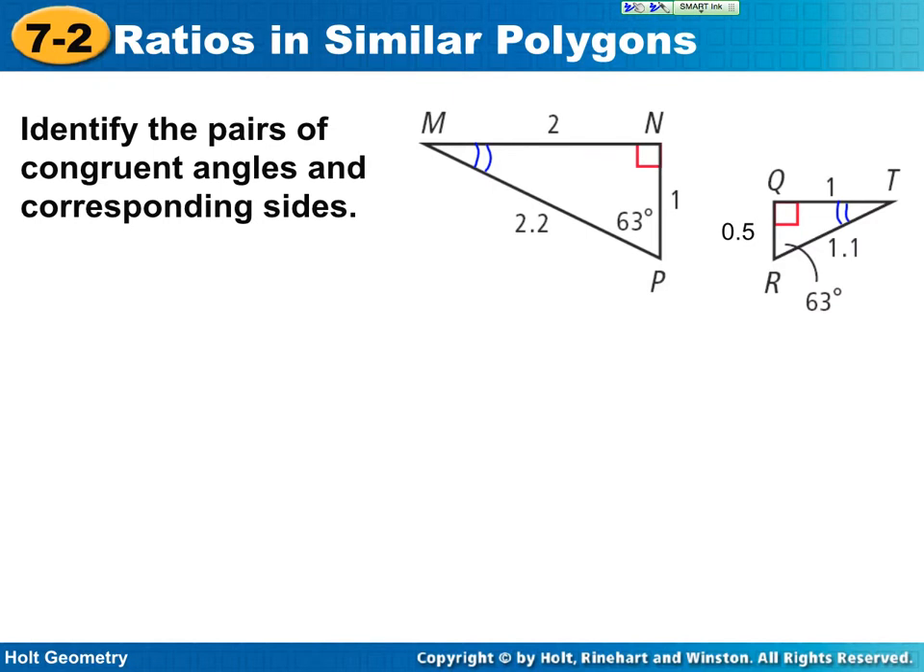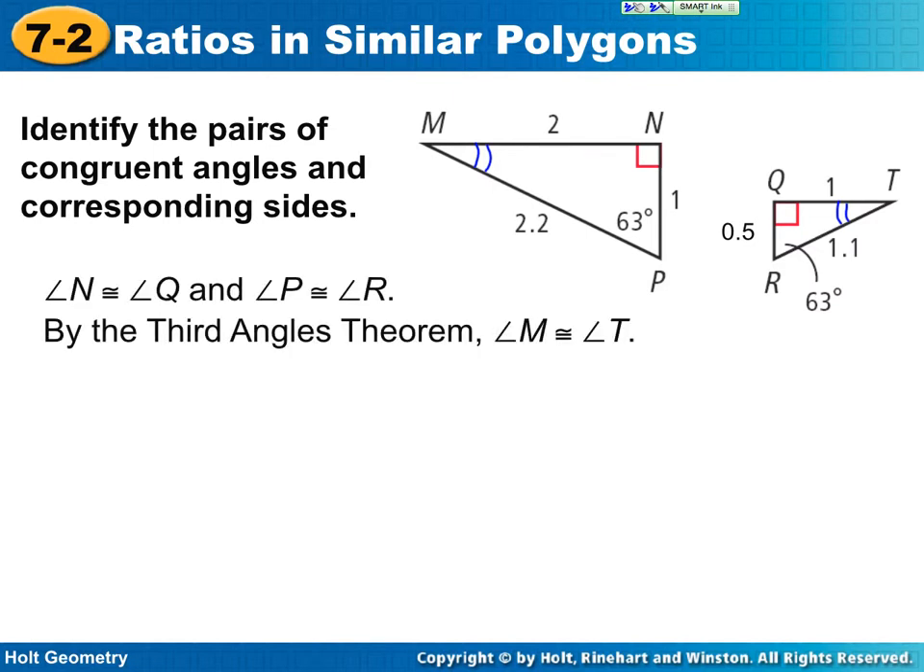Now we want to talk about the sides. Is side MN congruent to side QT? No, it's not congruent. It's similar, it's corresponding, the proportion idea. So how are we going to write this down? The sides are proportional, it said. So MN over QT will equal another ratio.